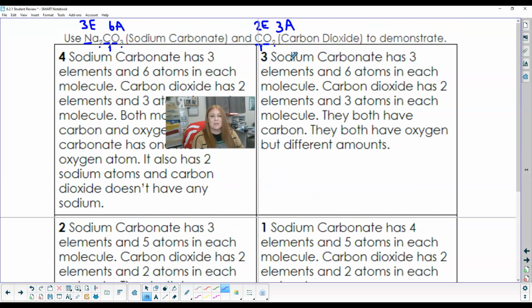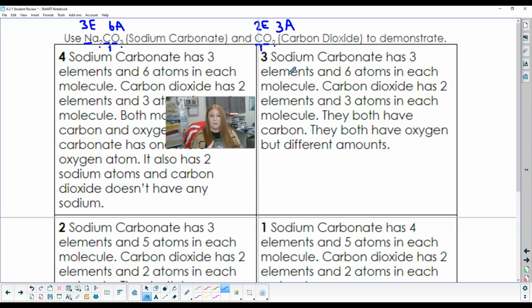So let's check out a 3. Sodium carbonate has 3 elements and 6 atoms, is what we said. Carbon dioxide has 2 elements and 3 atoms in each molecule. So they have all of their atoms and elements correct. Now they need to compare them. They both have carbon, which is true. They both have oxygen, which is true, but different amounts, right? This one has 3 atoms, this one has 2. So this is all true. They got all their numbers correct, and gave a couple examples about how they are similar.